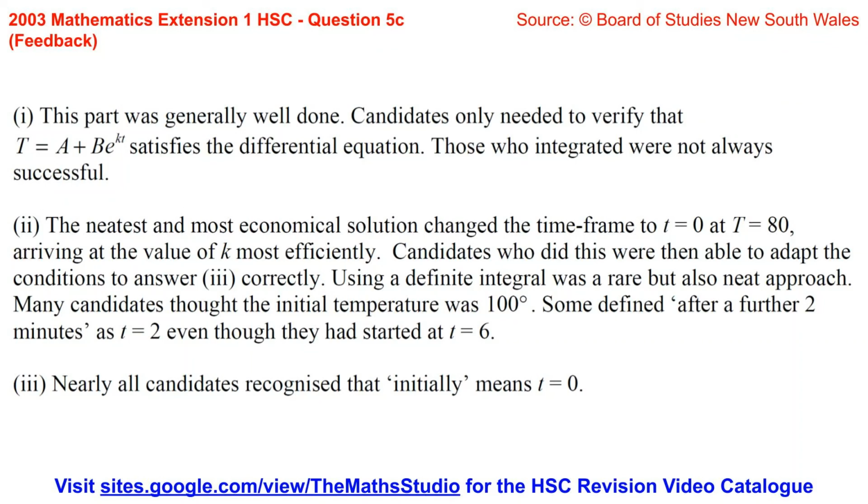And for part 3, nearly all candidates recognized that initially means t equals 0.